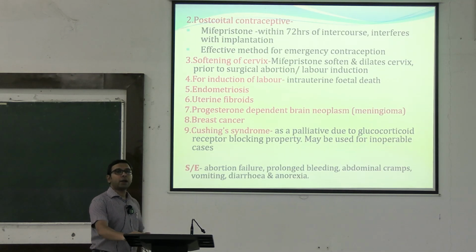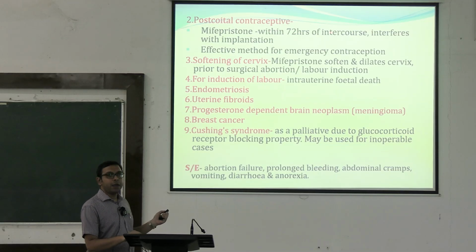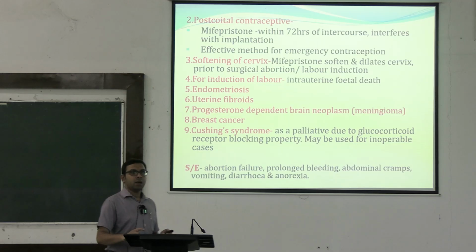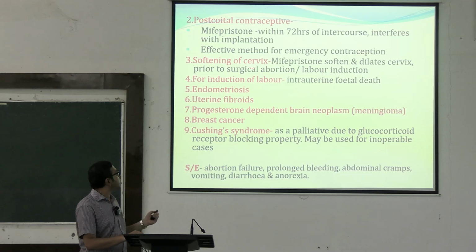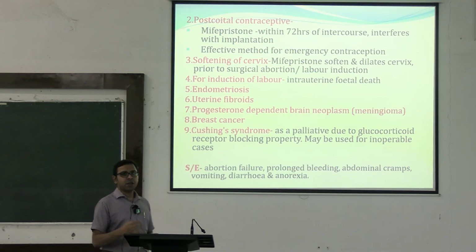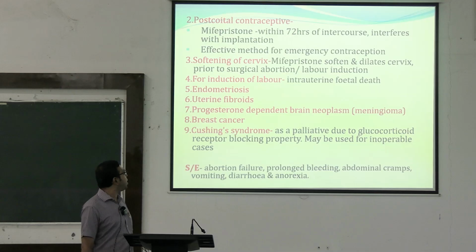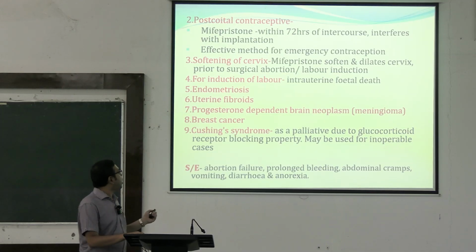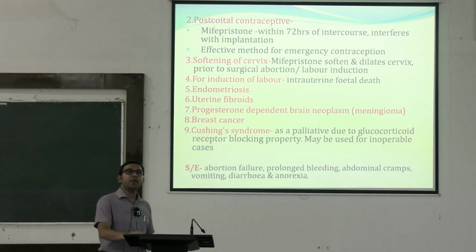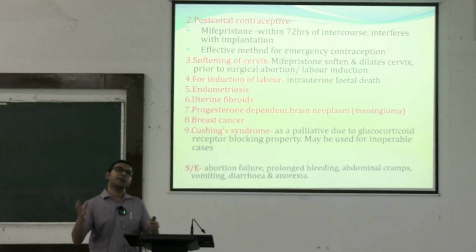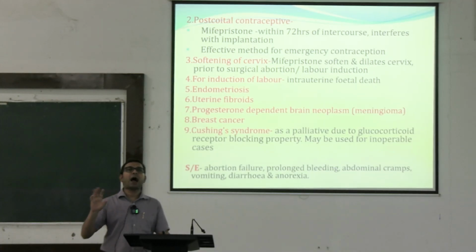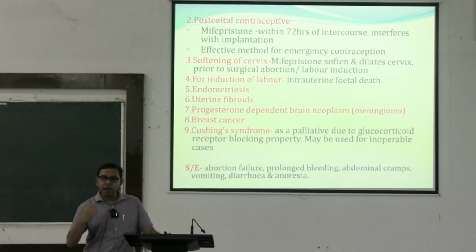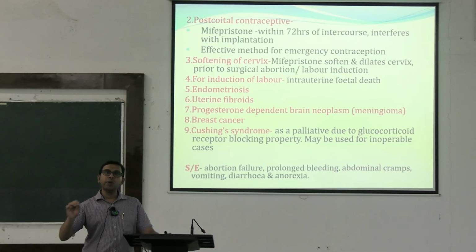It can be used as a postcoital contraceptive also. Mifepristone can be used within 72 hours of sexual intercourse. It interferes with implantation. In emergency contraception, we will also discuss it, and it is usually an effective method for emergency contraception. Softening of the cervix, as we have already seen, mifepristone causes softening of the cervix prior to surgical abortion, and also for labor induction. For induction of labor in case of intrauterine fetal death, that is, within the uterus the death of the fetus happens due to some reason. This is known as IUFD, intrauterine fetal death. Now we have to expel the fetus. So again we have to use mifepristone.